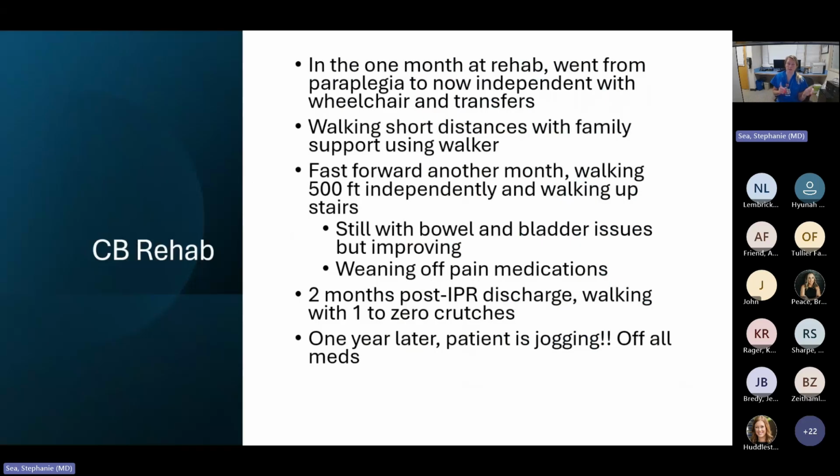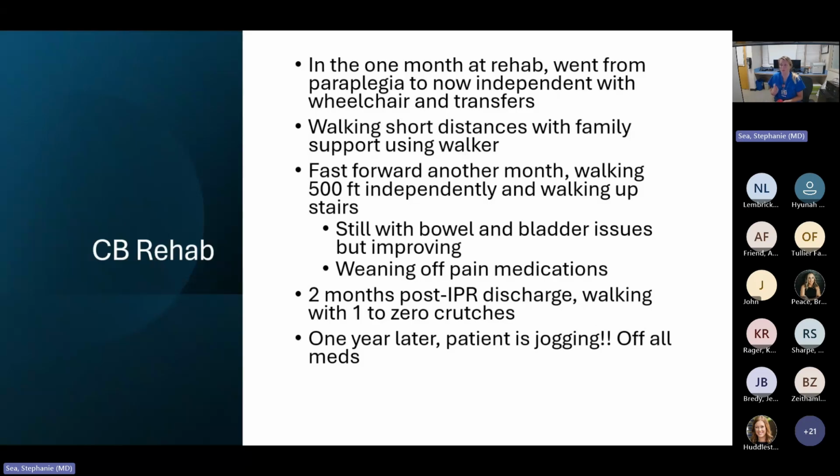So after, I think it was 2 weeks here with us, he had 1 month inpatient rehab. So he went from being strict paraplegic to now being independent with wheelchair transfer. So he was gaining a lot of mobility back even at that discharge. By the time he went home, he was walking short distances with the family with a support walker. Fast forward another month, he was walking 500 feet independently and walking upstairs now, which is just fantastic.